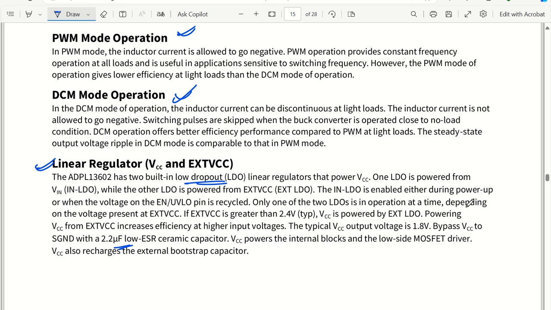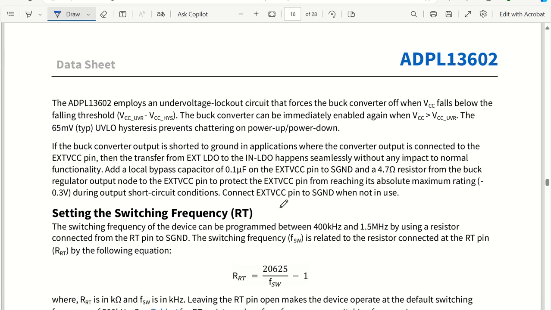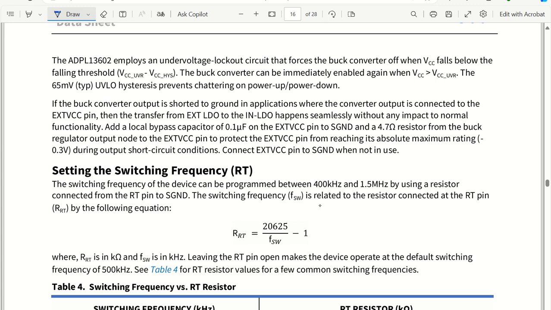So it will tell you, suppose you do not want to use them, then what you should do is, you can see that if external VCC is greater than 2.4, VCC is powered by the external LDO. And it will help you to increase the efficiency at higher input voltages. That's the reason it should be powered by an external voltage source. Coming back to the other part of this particular IC, let us say if external VCC is not in use, then connect it to signal ground when it is not being used.